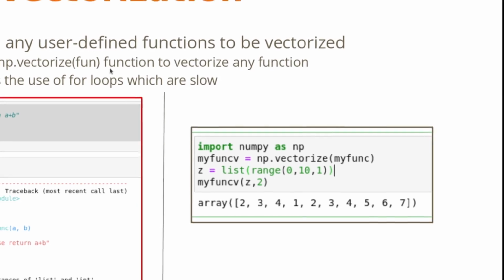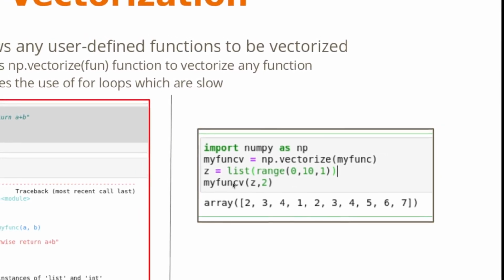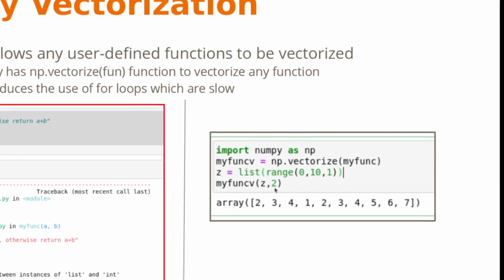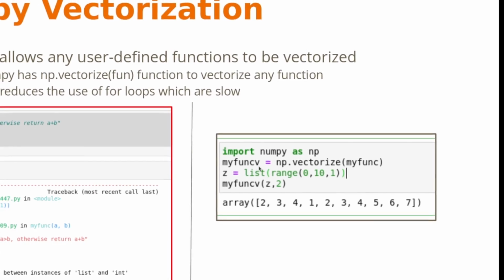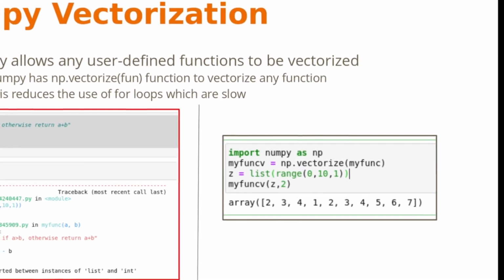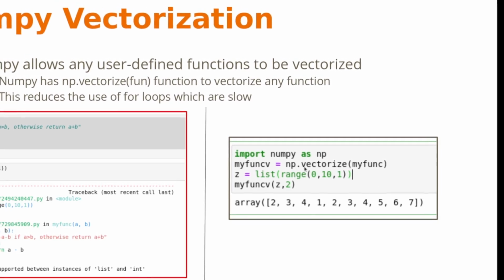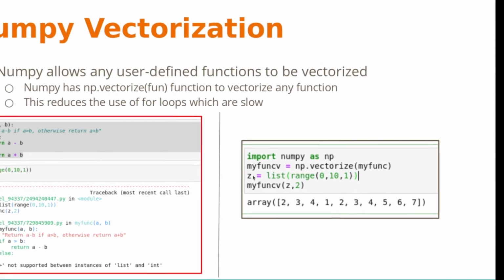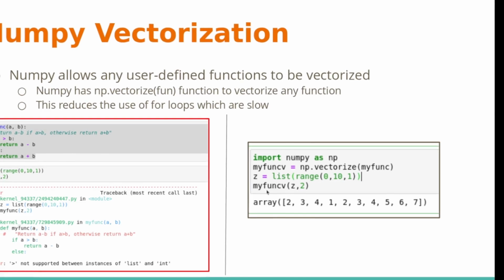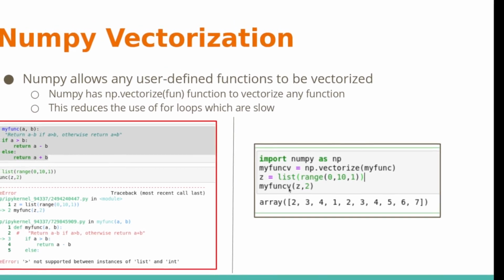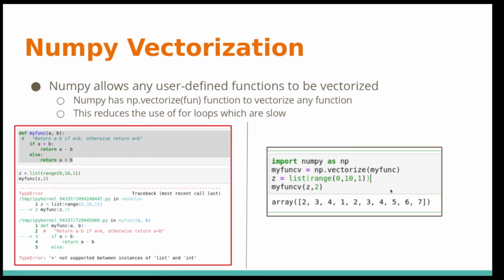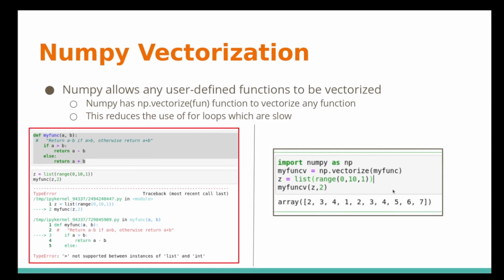On the other hand, if I were to take the same function and write myfunc_v(z, 2), essentially what I've done is I've created a myfunc_v, which is essentially the same myfunc, but I'm running it through np.vectorize to vectorize it. And then if I create a z now, which is a list, and run it through this myfunc_v, which is the vectorized version, I can have calculations done on an element by element basis of that list. So you can see that NumPy vectorization comes in very handy to reduce code clutter.